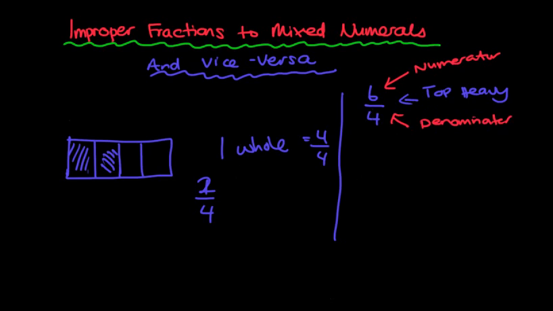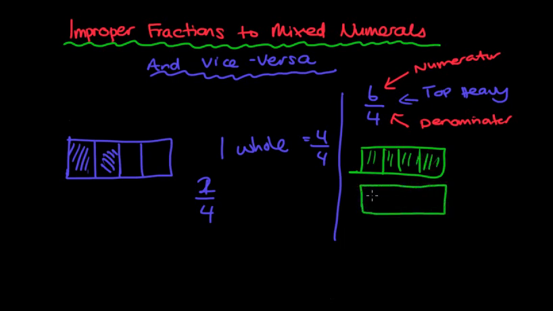So if I looked at a fraction like 6 over 4, what that actually means is that I have one whole shape that's been shaded. That's 4 quarters. I'm going to have another shape now, again split up into quarters. I've got 4, 5, 6. So what we've actually got there is 6 quarters, or 1 and 2 quarters.